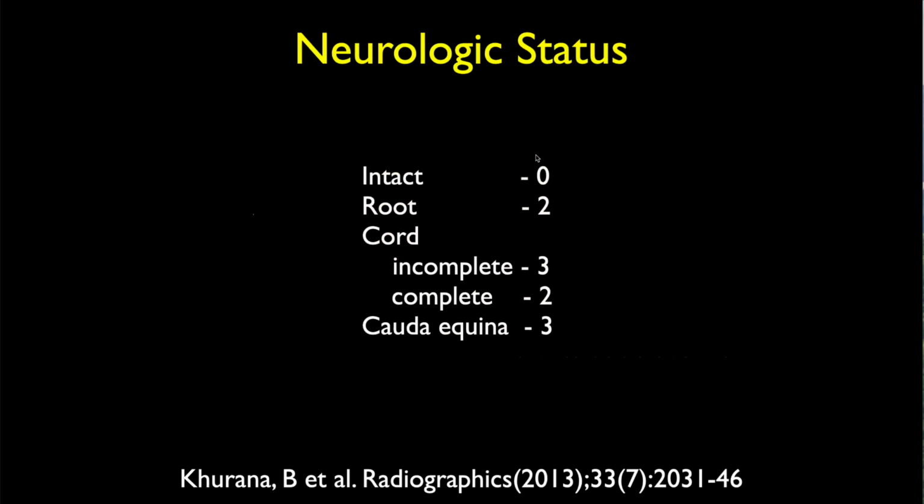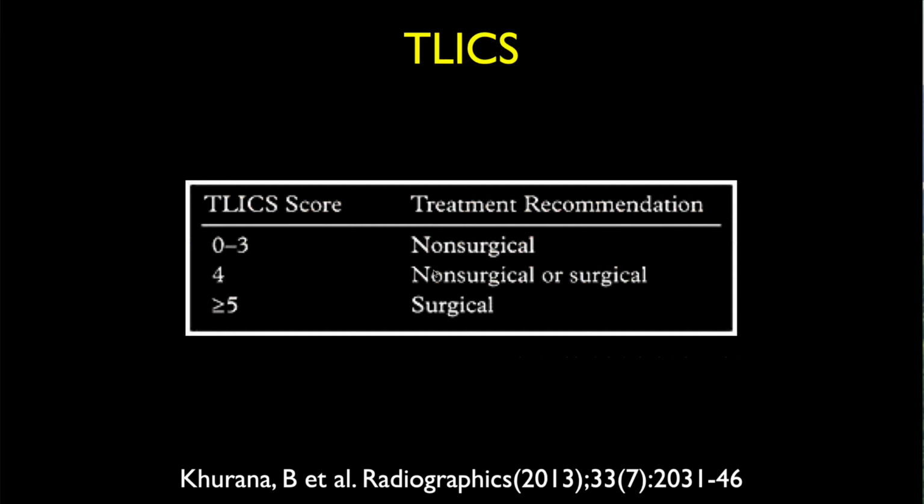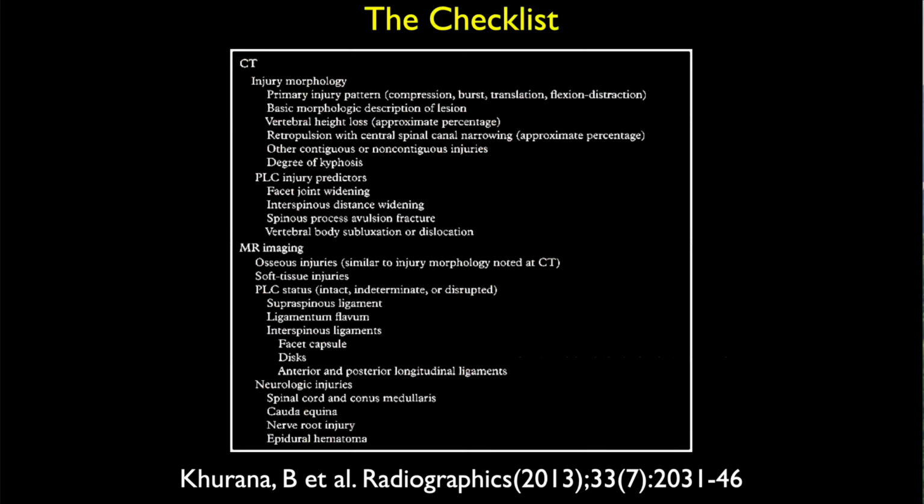And then you can look at the neurologic status, which we typically don't do in a radiology department. And then if you add these up, 0 to 3 is non-surgical, 4 is in between, and 5 or greater, generally the patient's going to go to surgery. And this is just a kind of checklist you can go through of the different elements that need to be described in the report in these acute injuries.